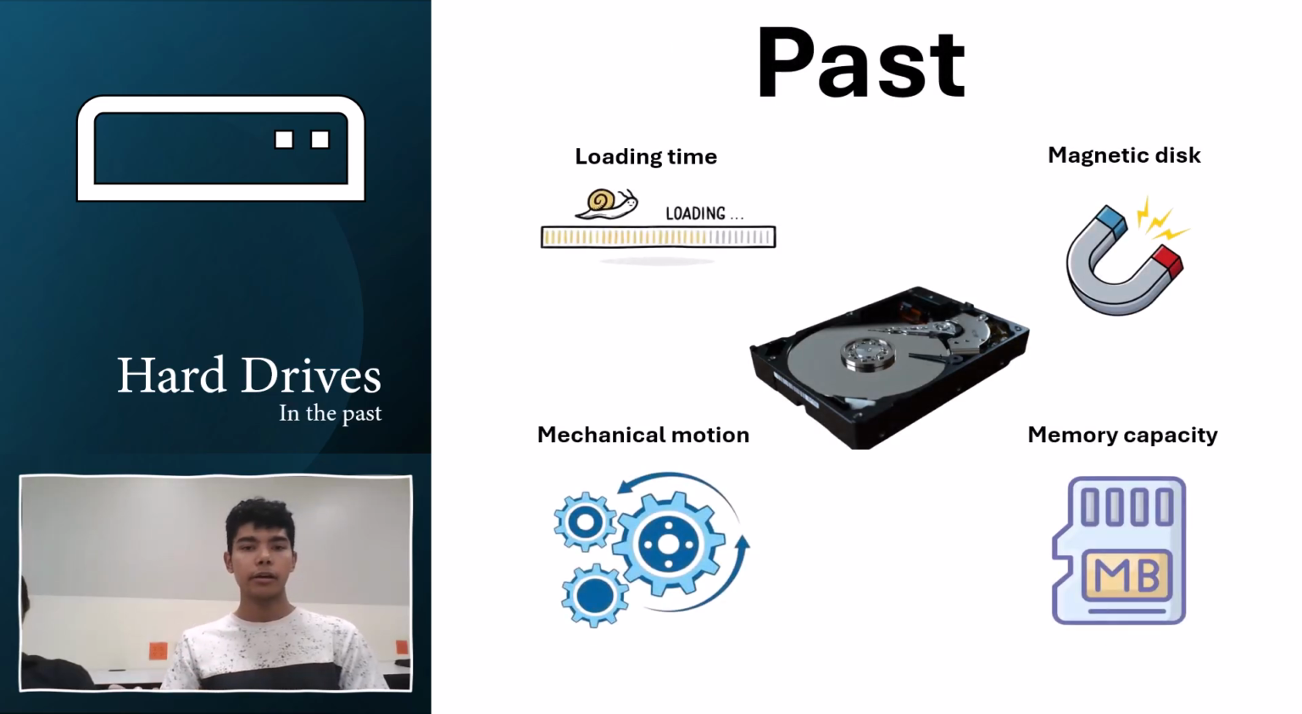In the past, hard drives were big and slow. They had longer load times and they held data in megabytes or gigabytes. They used magnetic disks and had moving parts to work.